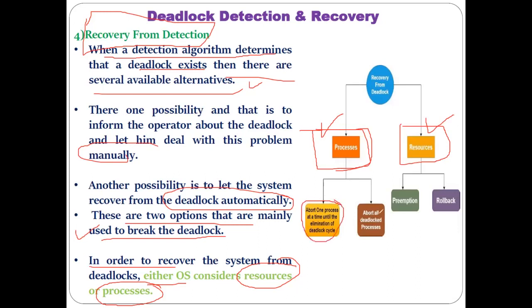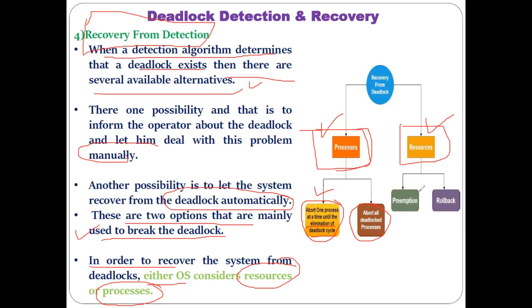That in detail we'll see. Also, that is the first case in the process level. The first case is what? Killing one process at a time, until the deadlock is eliminated. And the second approach in the process level is what? Eliminating or aborting all the deadlocked processes. That is the second approach in the process level.